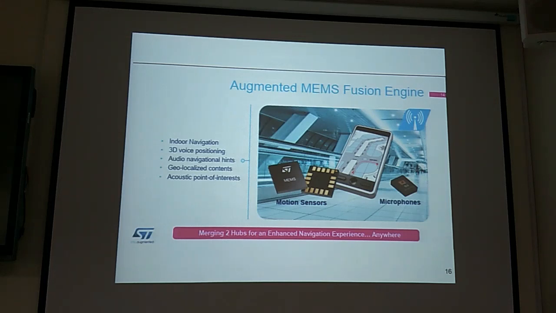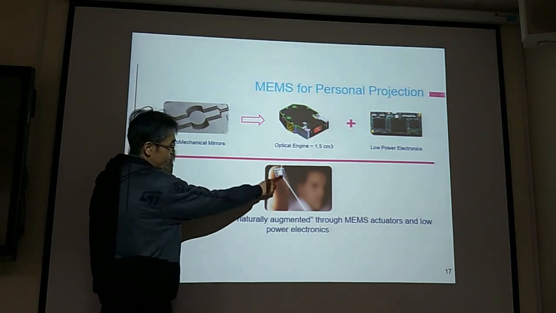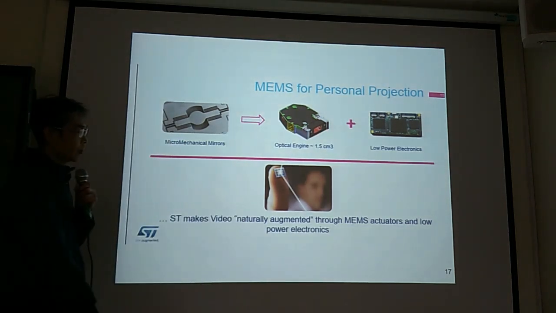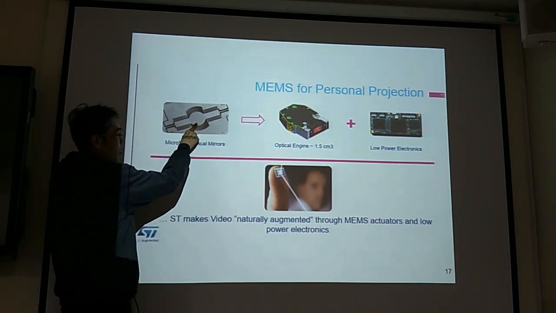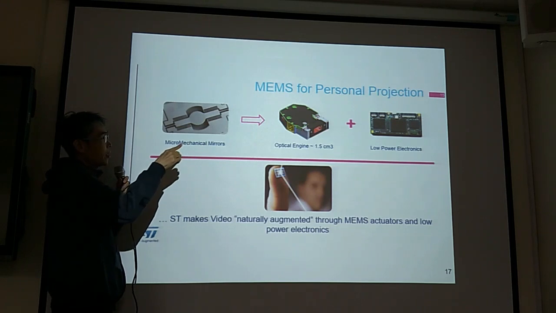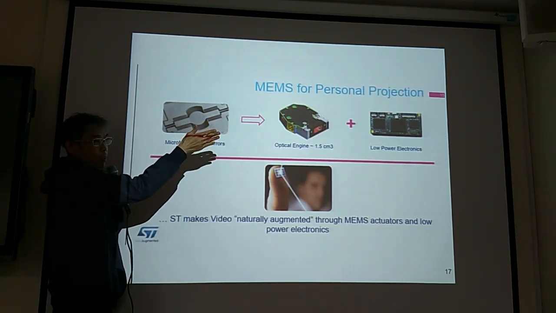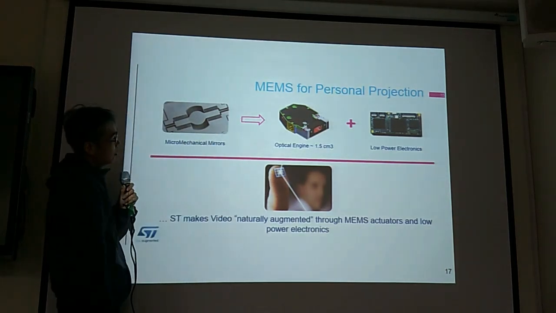Okay, this is for motion sensors, microphones. Okay, the projector. The light projected from the microchip. So, projector applications. The micro device, micro mirror, this one. And the laser comes in and goes out. And this micro mirror can rotate and reflect the light to different directions. This is a micro mirror.